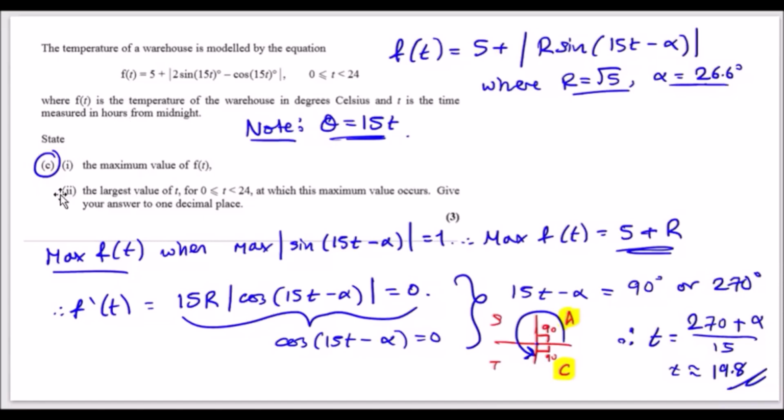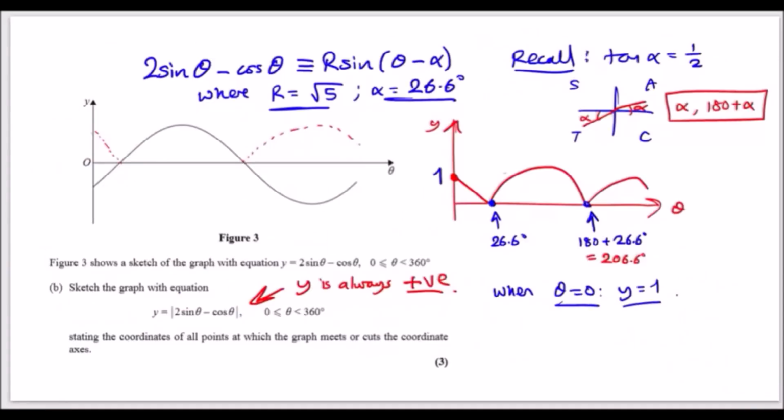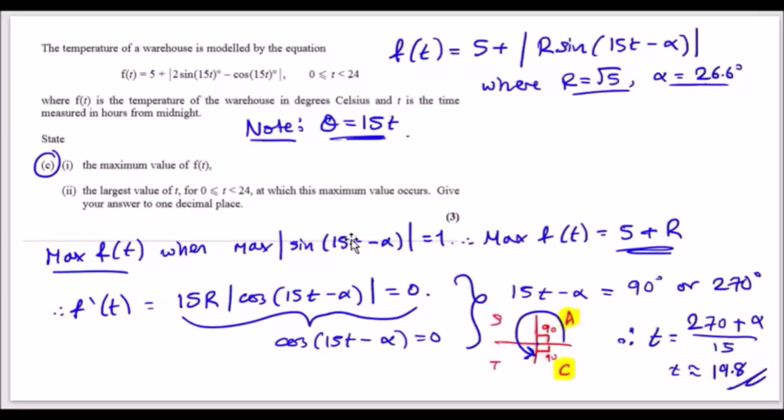Now, next part. State the largest value of t at which this maximum value occurs. And what this means is we have to differentiate now, because when you have a maximum and minimum problem, they're always talking about the turning point. So it's probably this turning point here. We need to find this maximum turning point here. Okay, so just go ahead and differentiate this.